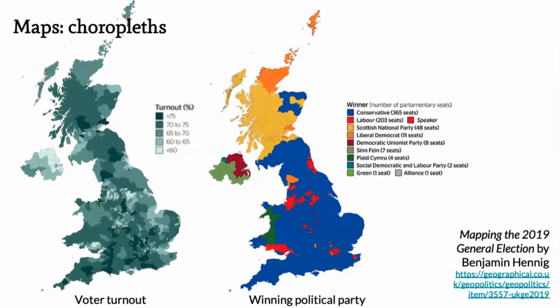I think we're all used to seeing these in the newspaper. These are maps of the 2019 general election in the UK, and we can see that we can use choropleths either to encode quantitative information. So the one on the left is using a quantitative color scale to communicate voter turnout, but we can also use it for category data. So on the right, it's for the different political parties.